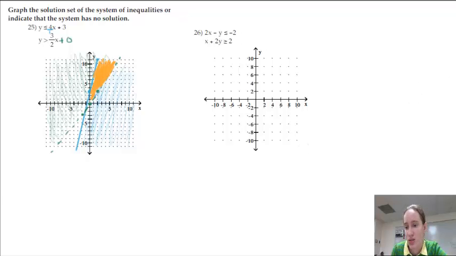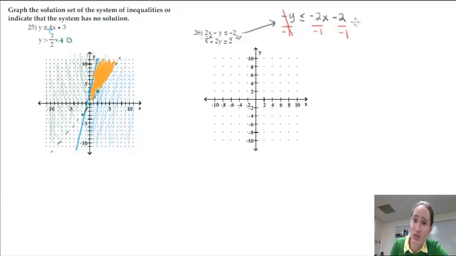Number 26, we need to start off by solving for y. So I would subtract 2x from both sides on this first one and get negative y is less than or equal to negative 2x minus 2. But we're not done. We have negative y. That's not okay. We need to divide everything by a negative 1 to get rid of that negative y. But wait. I just divided by a negative, which means I need to flip the inequality. Y is greater than or equal to positive 2x plus 2. Then we can graph this.